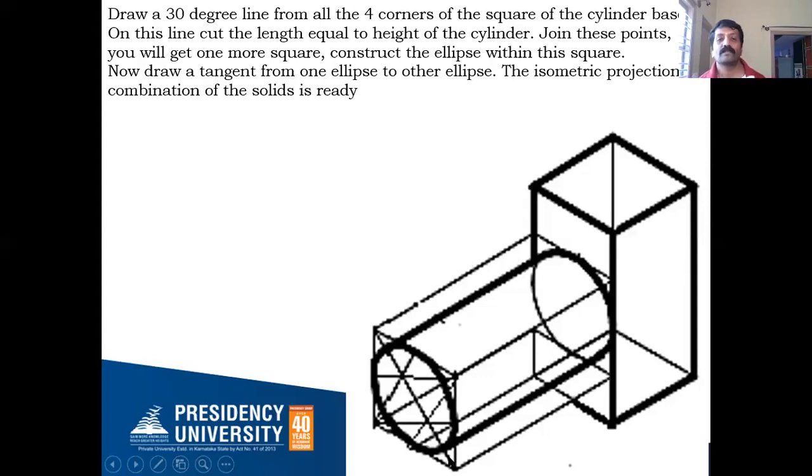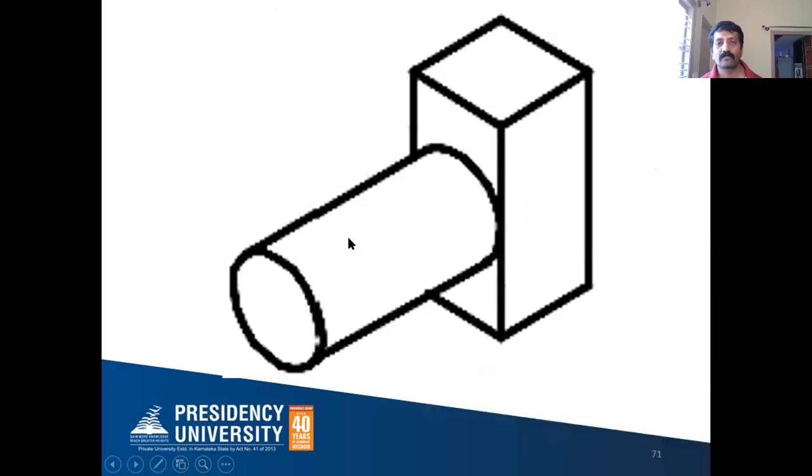After completion of this ellipse, you draw a tangent from the major axis endpoints of both the ellipses, from here to here. If you do this, this completes the isometric projection of the square prism with a cylinder placed exactly perpendicularly at the center of the prism. If you remove all the construction lines, hidden edges, everything, only the visible edges will look like this. You can see. So this is how you have to draw this combination of solids. So this is one different example that we have discussed.